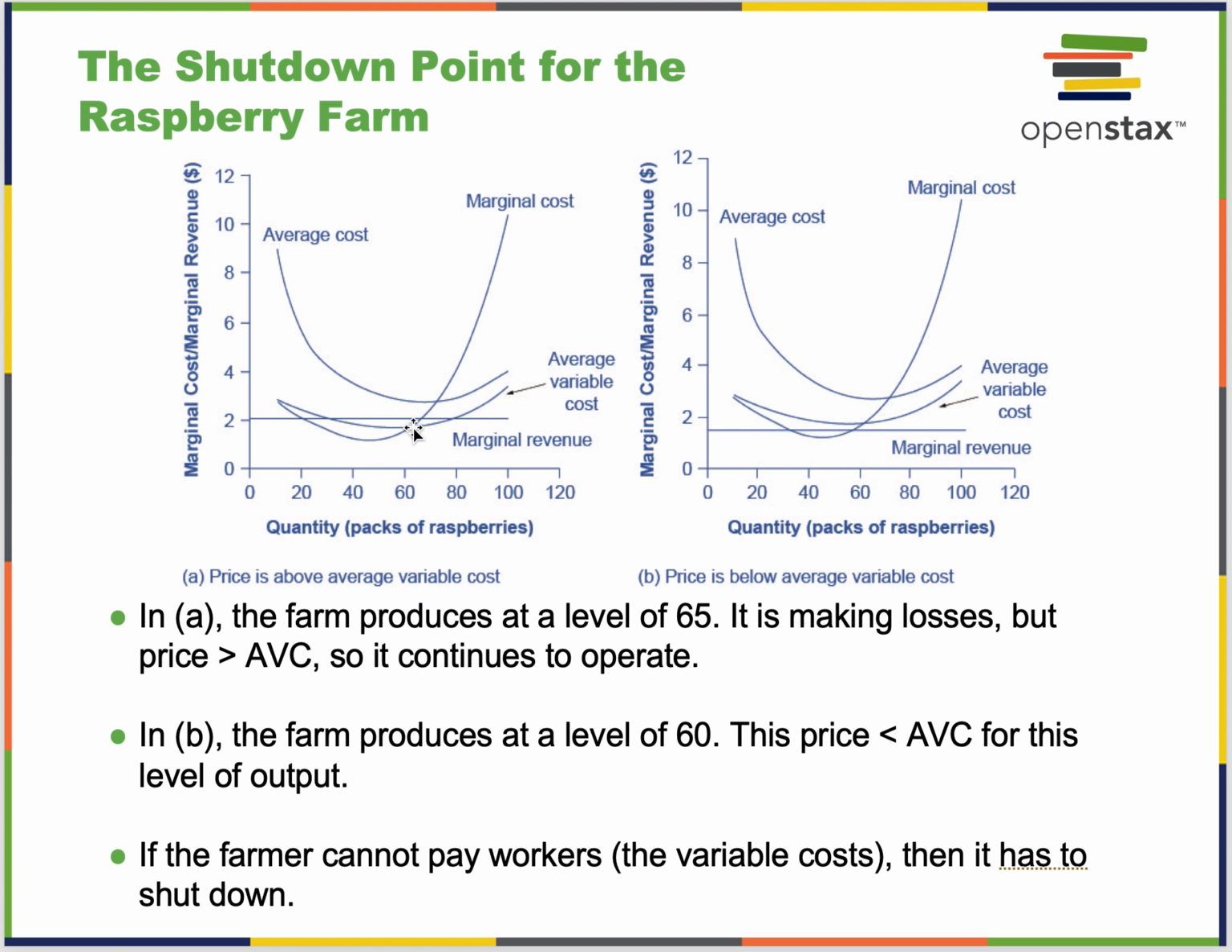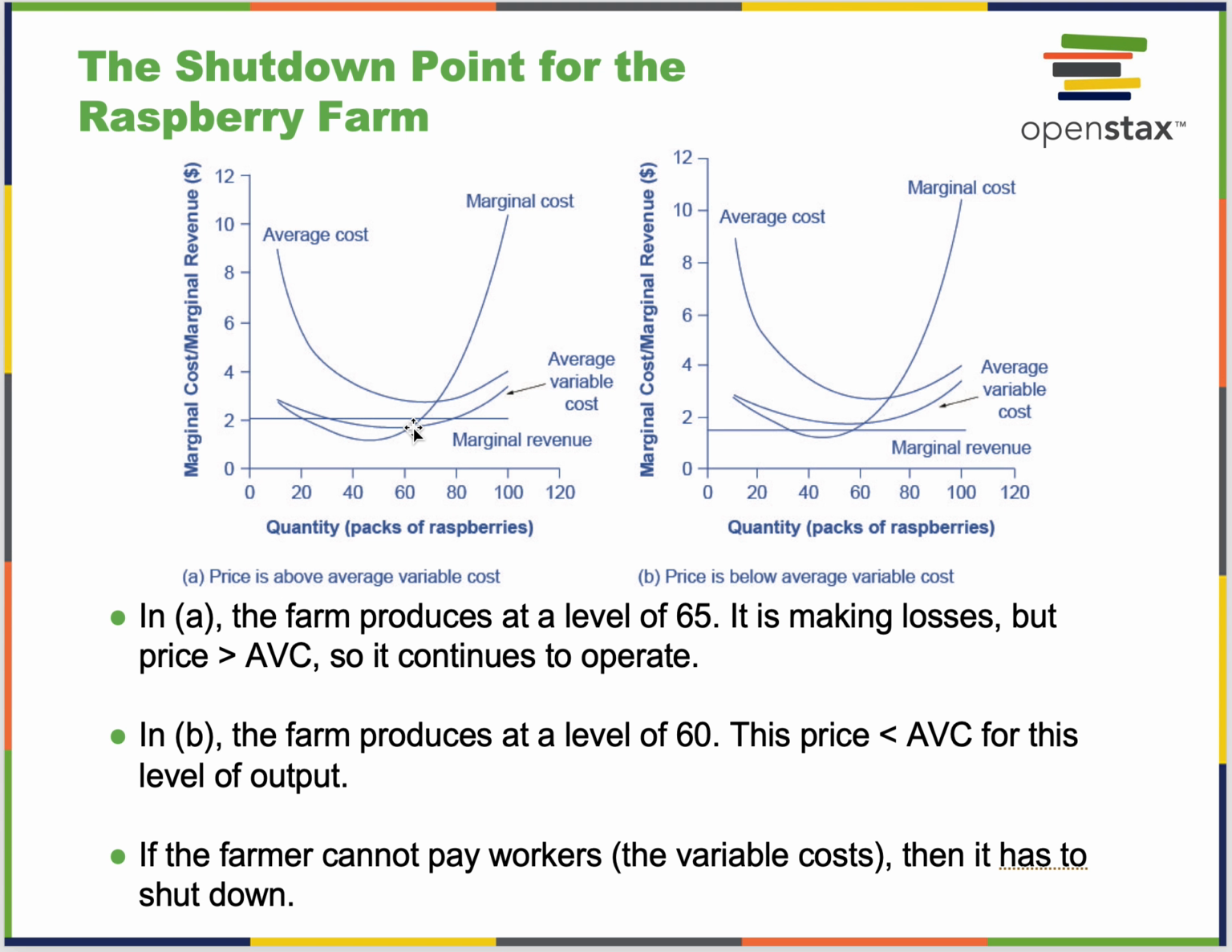Why would you continue to operate if you're making a loss? Because what is your loss? If you don't produce at all, your loss is the fixed cost. You still have to pay your fixed costs. So shutting down, you have to pay your fixed costs.